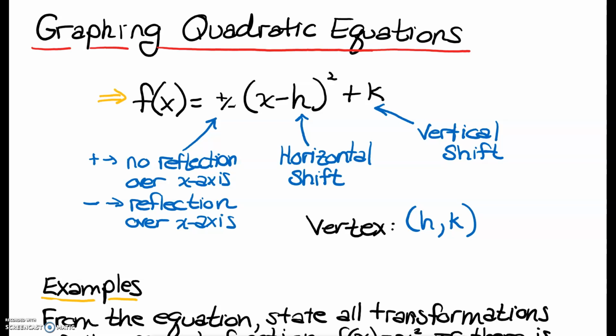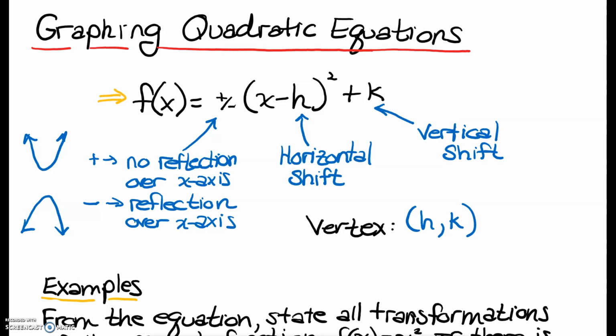This is a continuation of our graphing quadratic equations videos, and I just want to remind you what a generic form of a quadratic equation looks like. It is f of x equals plus or minus (x minus h) squared plus k. And just as a reminder, the plus and minus in front either flips the graph upside down or keeps it right side up. So if what's in front of the parentheses, the squared term, is positive, your graph will be facing up like this. If it's negative, your graph will be facing upside down like this.